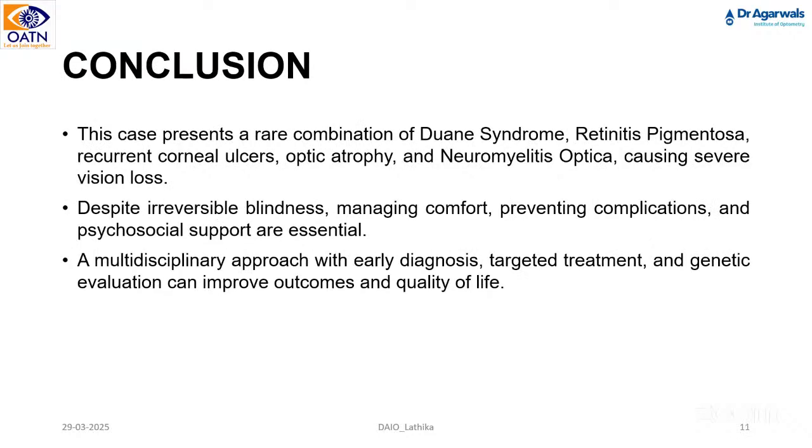Conclusion. This case presents a rare combination of Duane syndrome, retinitis pigmentosa, recurrent corneal ulcer, optic atrophy, and neuromyelitis optica, causing severe vision loss. Despite irreversible blindness, managing comfort, preventing complications, and psychosocial support are essential. A multidisciplinary approach with early diagnosis, targeted treatment, and genetic evaluation can improve outcomes and quality of life.